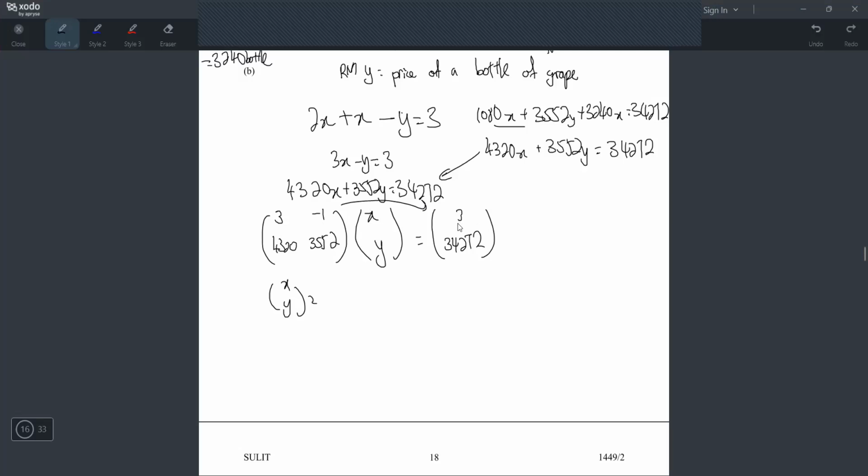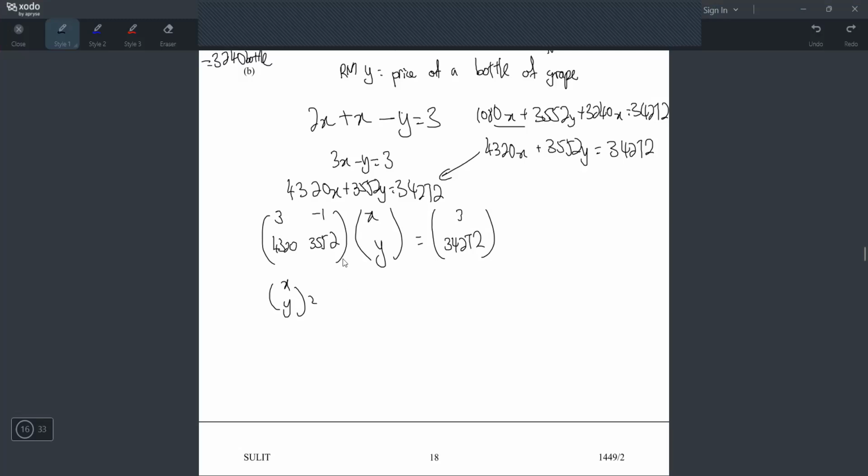So times, when you move it over, becomes divide, right? But in matrix there is no divide. We don't call it divide. So multiplication, in matrix, when moved becomes inverse, right? So usually we call it what? Multiply moves over to become divide, but in matrix, multiply becomes inverse.